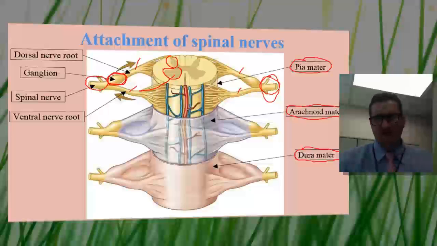The subarachnoid space lies between the arachnoid mater and the pia mater, and it's filled with cerebral spinal fluid. So this area in between the pia and the arachnoid is called the subarachnoid space. It's full of blood vessels here and also cerebral spinal fluid.